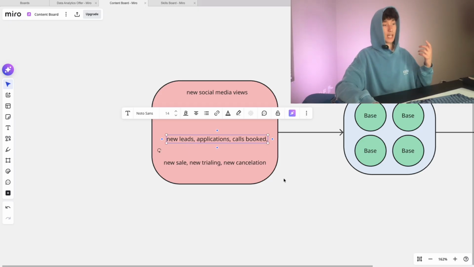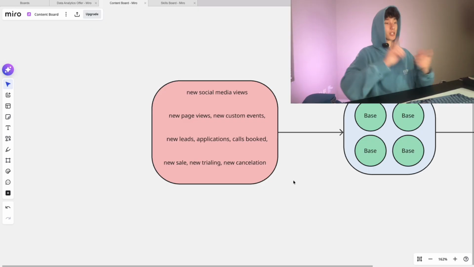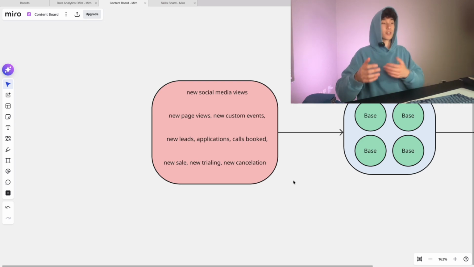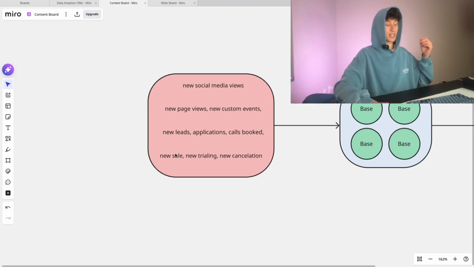And then we have new leads, applications, calls booked. This will be ClickFunnels, Go High Level, Tally, Typeform, Calendly, whatever it is that you're using to book and grab people's information. And then the last is your actual payment processor, new sales, trialing, and cancellations. So this could be WAP, Fanbasis, Stripe, whatever it is you're using.